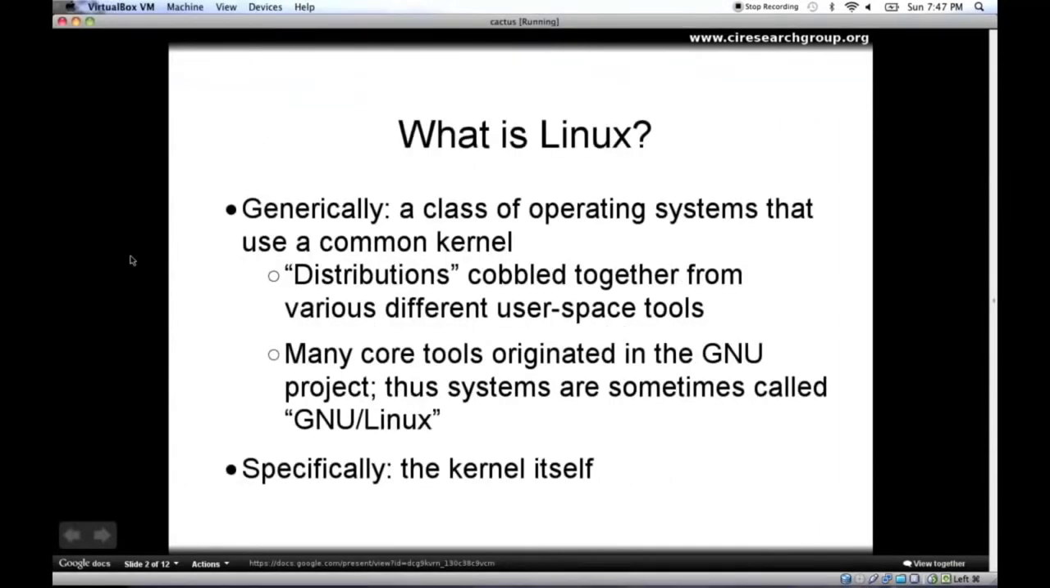Now, what is Linux? Well, generically, the term Linux refers to a class of operating systems that use a common kernel. Distributions of Linux, or operating environments as they're sometimes called, are cobbled together by taking the Linux kernel and adding various different user space tools to it. Many of these core tools originated in the GNU project, which originally started at MIT, and thus systems are sometimes called GNU/Linux instead of just Linux. I typically, however, say just Linux when referring to either the kernel itself or to the operating system distributions that are based upon that kernel.